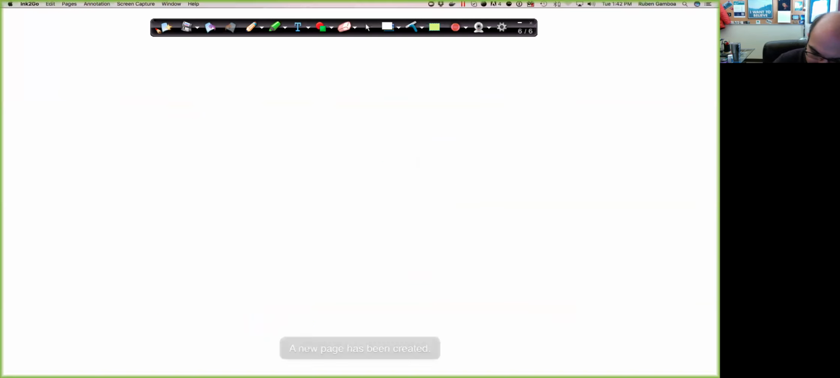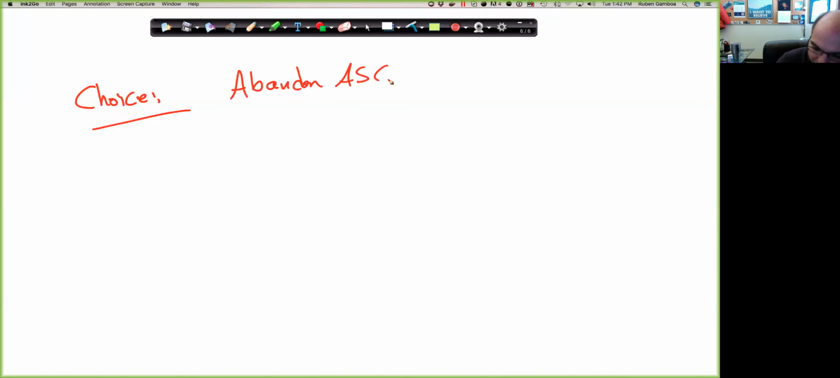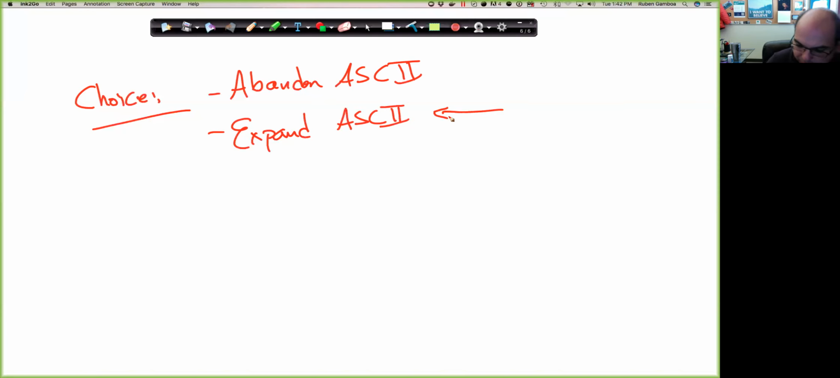So what we had to do was make a choice. We could abandon ASCII, or we could expand ASCII. And what we chose was number 2. We wanted to expand ASCII for a very simple reason. All the computers already knew about ASCII, so rather than completely start from scratch, we decided to expand it.